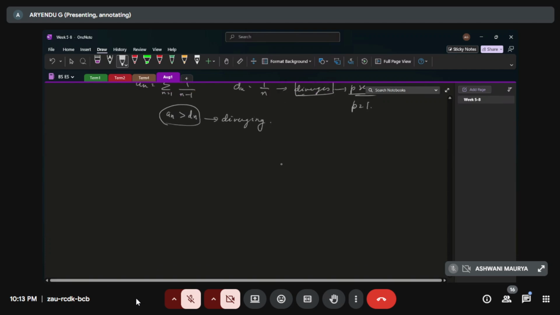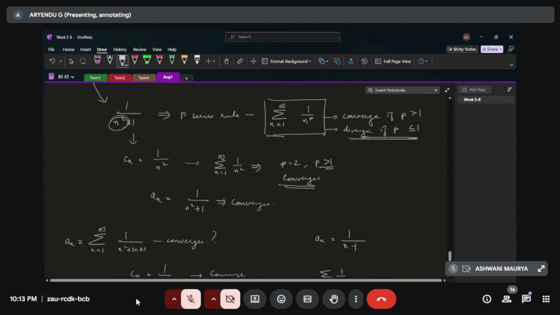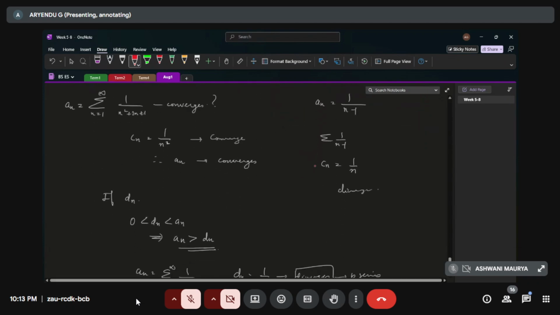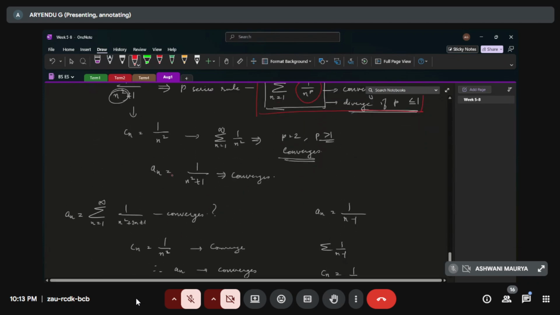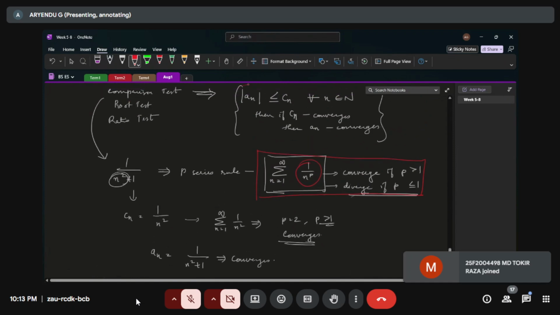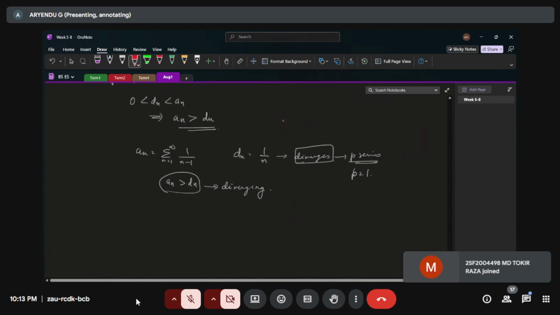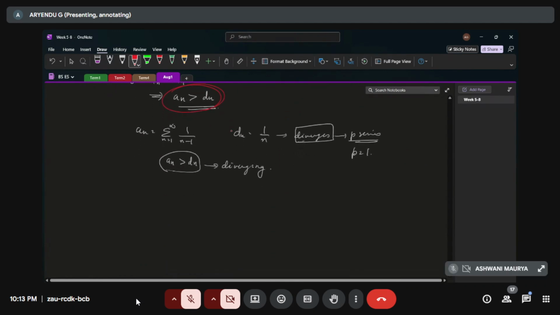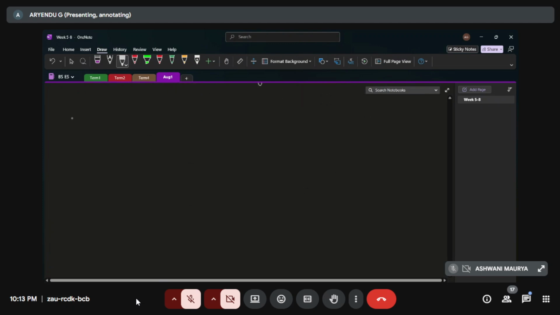This is the comparison test, and the easiest way to use the comparison test is using the P series rule, and for that we have to remember this part. If there is a sequence of this format, then depending on the value of p, it will converge or diverge. For the comparison test, if we are looking for convergence, we have to see that a of n is lesser than or equal to c of n. If we are looking for divergence, we need to see that a of n is greater than d of n. This is the comparison test. And then we have the root test and the ratio test, which are both very much similar.